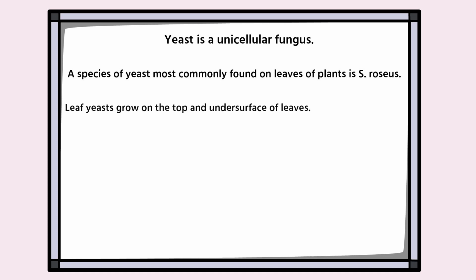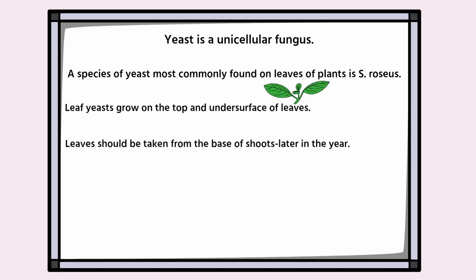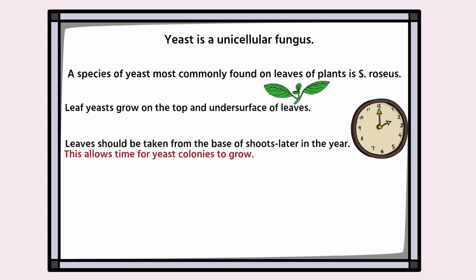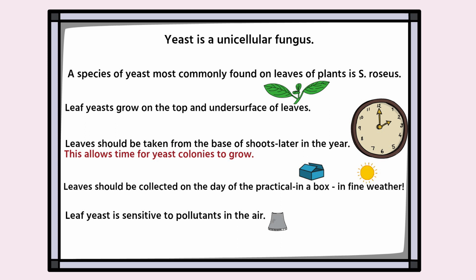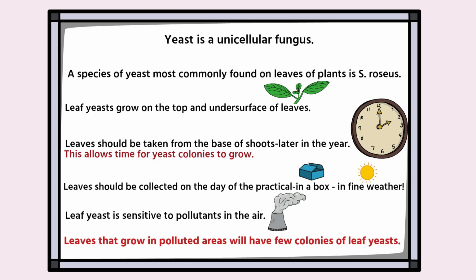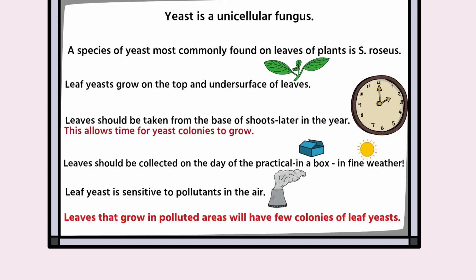of plants in Ireland. Leaf yeast grow on the top and the undersurface of leaves, and the leaves that you take for this practical should be taken from the base of the shoots later in the year so that they've had time for the colonies to grow. Leaves should be collected on the day of the practical in fine weather and placed in a box. Leaf yeast is sensitive to pollutants in the air, so those leaves collected from highly polluted areas will have fewer colonies of leaf yeast on them.